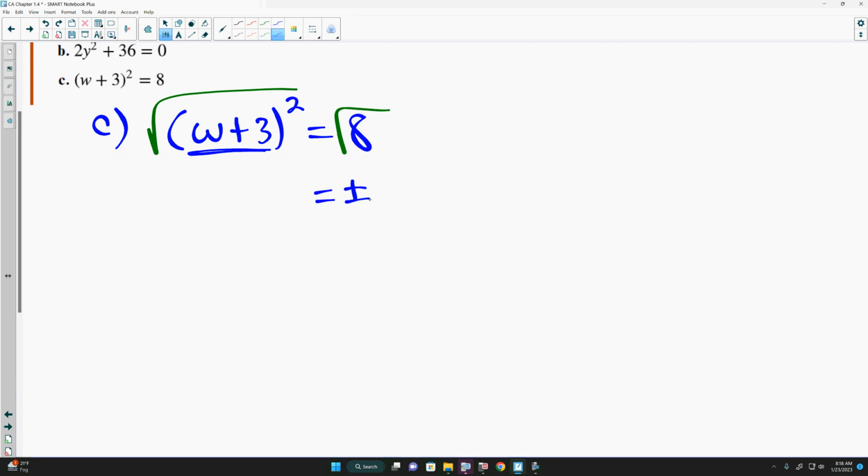Over here, we're going to have plus or minus the square root of 8, which is 2 square root of 2. So we have plus or minus 2 square root of 2 over there. And when we take the square root, what are we looking for? We're looking for what times itself gives us what's inside these parentheses. Instead of parentheses squared, we're just saying that w plus 3 is being multiplied by itself, yes? That means it's just going to simplify to what's inside the parentheses, so w plus 3.